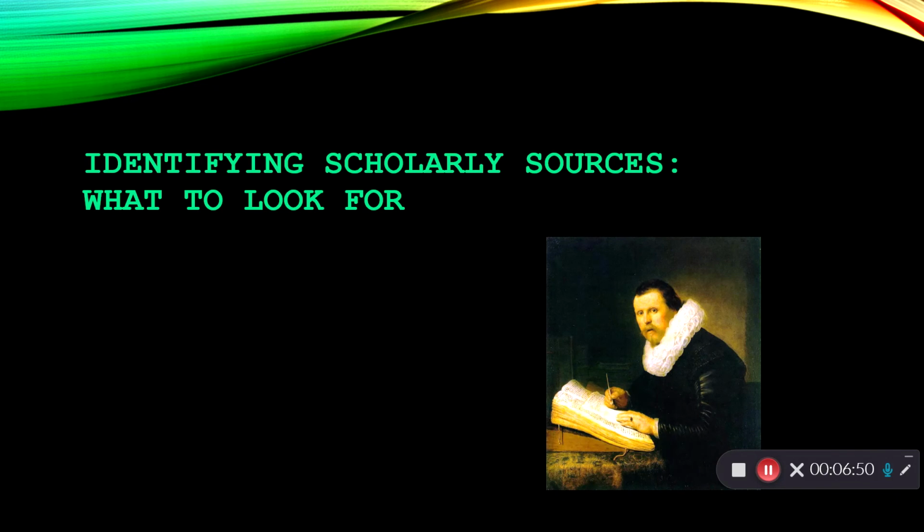So identifying scholarly sources, what are you looking for? Of course, there should be an author. It's not always a human author. Sometimes it's a corporate author, but you have to be careful to see who that corporate author is, because again, they may have a bias. What they're publishing may be for their own benefit, and then you can't quite take that completely as is.